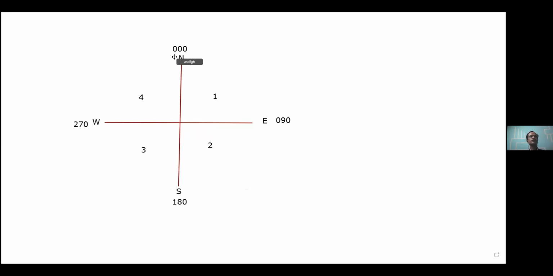We start from north at 000 degrees and we finish at north also at 360. North has two values, 000 or 360, we can say, right? So directions are 360 and each direction is of 1 degree.